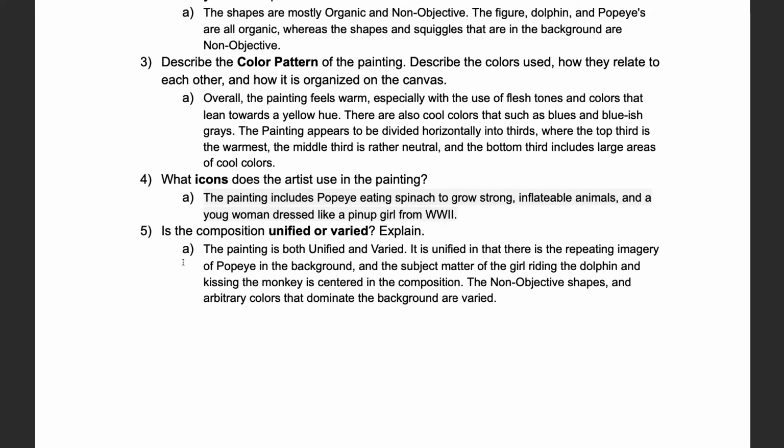What icons does the artist use in the painting? The painting includes Popeye eating spinach to grow strong, inflatable animals, and a young woman dressed like a pinup girl from World War II.